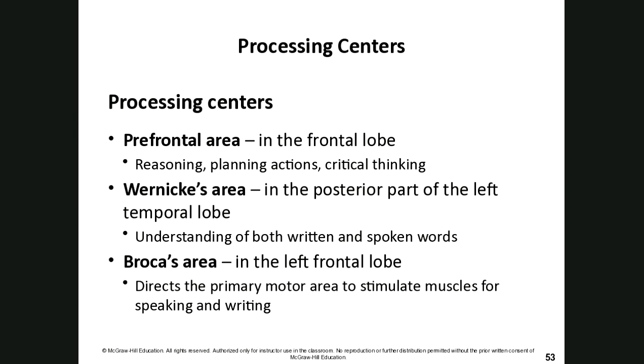The Wernicke's area is in the back part of your temporal lobe that helps for understanding of both written and spoken words. For people that have dyslexia or any of those dyslexia type learning conditions, they sometimes have a difficult time with writing and seeing letters the same way. Their brains just operate a little bit differently. The Wernicke's area is just different. Broca's area directs the primary motor area to stimulate your muscles for actually speaking and for writing.